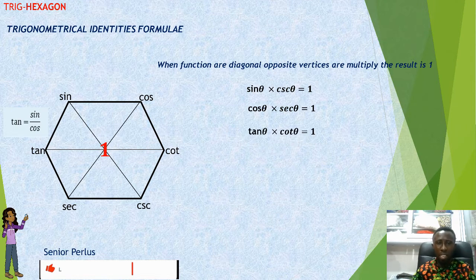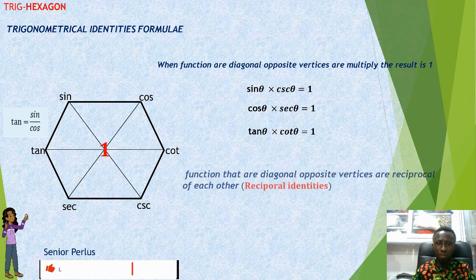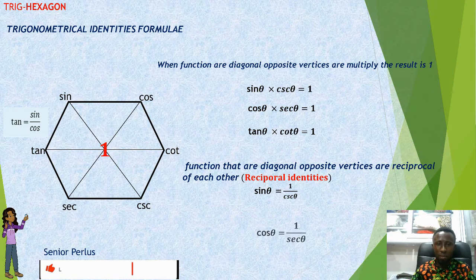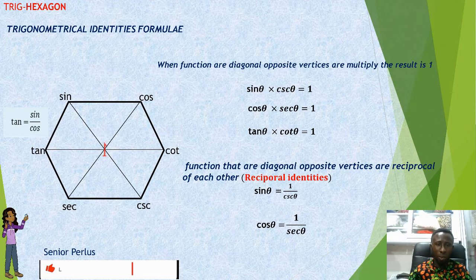Next, functions that are diagonally opposite vertices are reciprocals of each other. That is the reciprocal identity. Sine is 1 out of cosec. Cos is 1 out of sec. Tan is 1 out of cot.